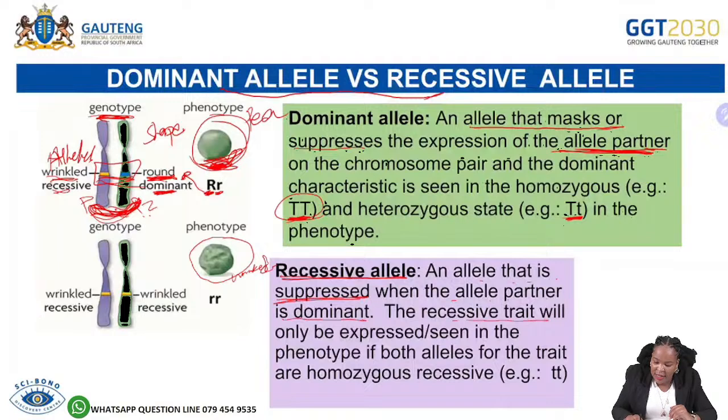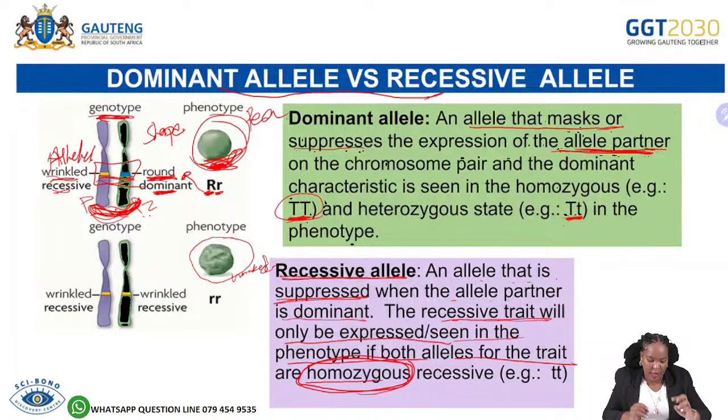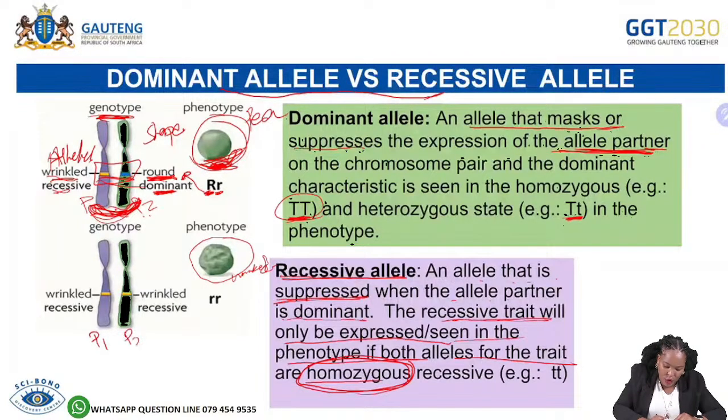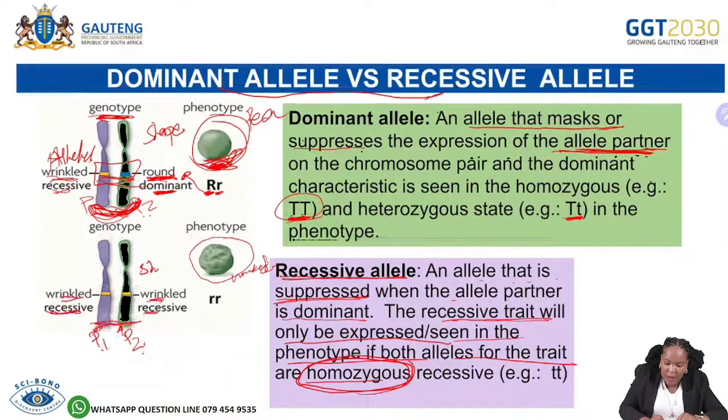The recessive allele, or the recessive trait, will only be expressed or seen in the phenotype if both alleles for the trait are homozygous. Please, this one you need to check. Let us take a look at parent 1 and parent 2 when they donated. Remember, these are not parents, they just gave to this offspring. Parent 1 gave a recessive wrinkled, and parent 2 also gave recessive wrinkled for the shape of the P. Because it is recessive plus recessive, it gives us the phenotype of wrinkled.